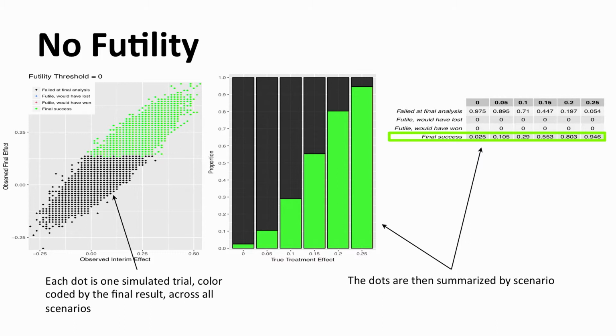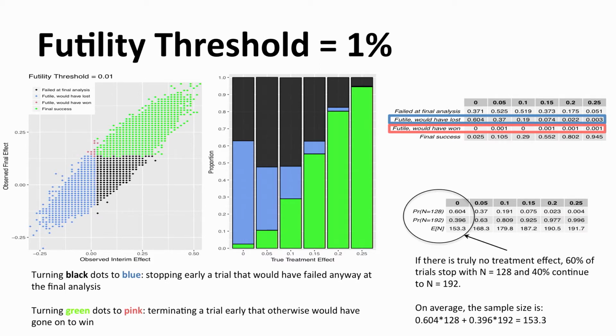The far left bar, that's a scenario where there's truly no treatment effect, and this is the null scenario. The height of that green bar is 2.5%, which represents our type 1 error rate. The table on the right side of the screen is just the same information, but it's in numeric values. So now what I'm going to do is introduce a futility rule that says we will stop the trial at the interim if the predictive probability is less than 1%.